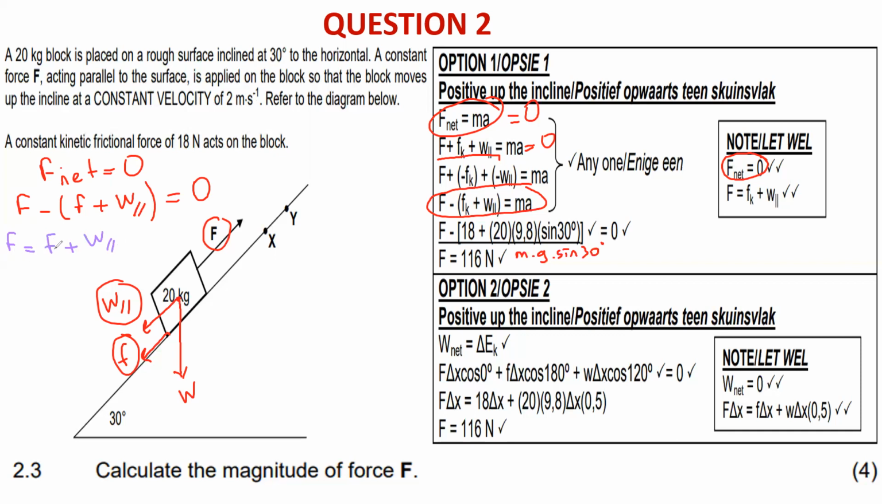So the applied force is equal to F friction plus the gravitational force parallel. So let's write F equals, friction force is already given, 18, plus, for the gravitational force parallel, how can we write? M times G times sine 30. For an inclined system, the parallel formula is here. We should remember that. And F equals 18 plus, M is what? 20 times 9.8 times sine 30. After that, you just calculate and you are getting 116 newtons.